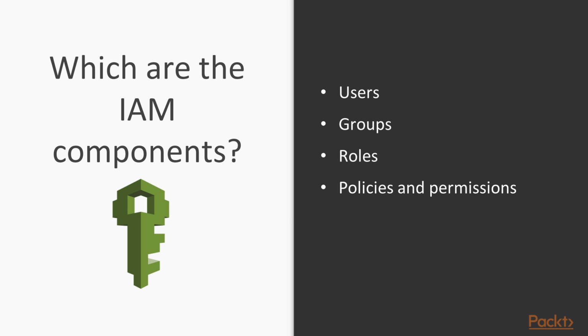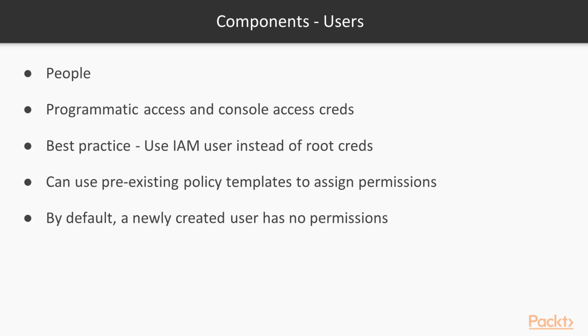Which are the IAM components? We are going to discuss users, groups, roles, policies, and permissions. Users. Think of them as people. They have programmatic access. They can use APIs to control the environment, and also console access credentials. For example, they can log into the console that we're going to show in a few moments.